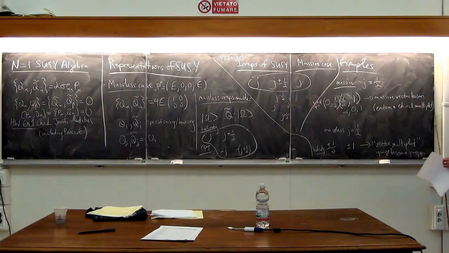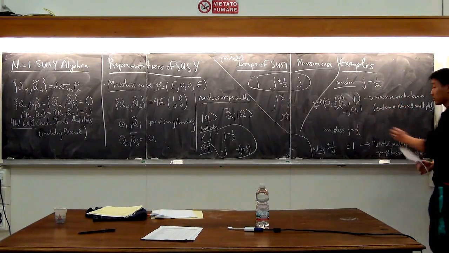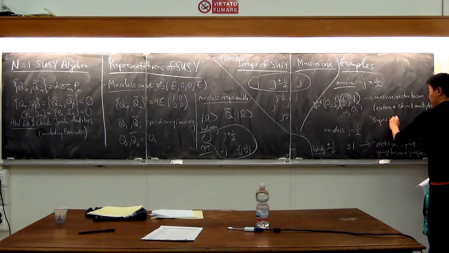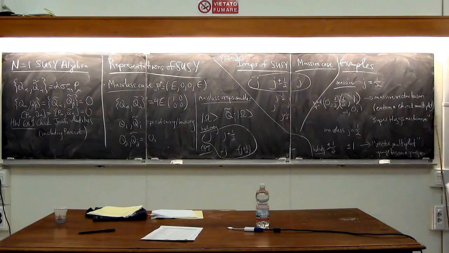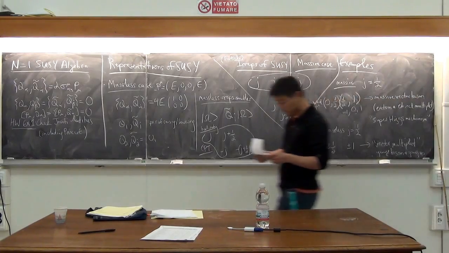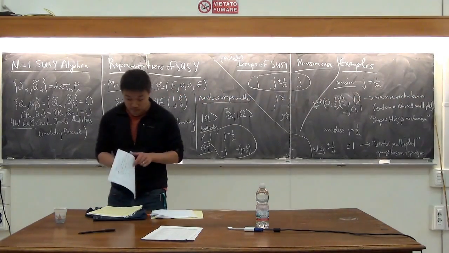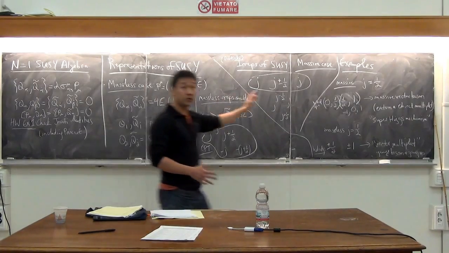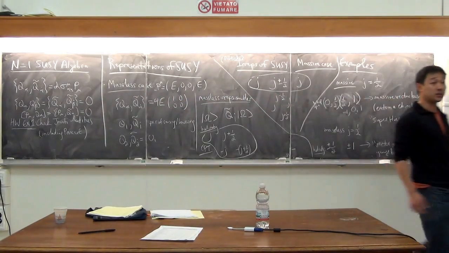Okay, so somehow just by doing the representation theory, we have learned about the super Higgs mechanism. Okay, so that's generally where you stop. You stop at j equals a half, actually.